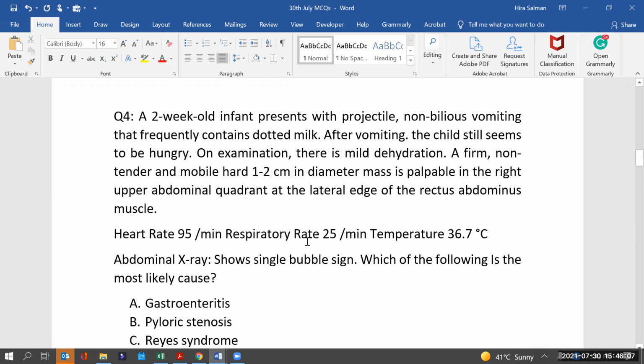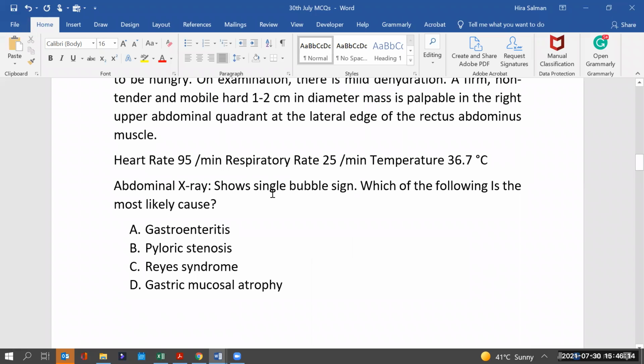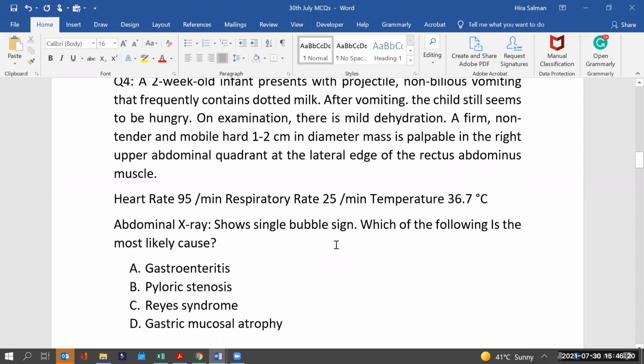Now heart rate is okay, respiratory rate and temperature are also okay. Abdominal X-ray sign, double bubble sign. Now, sorry, abdominal X-ray single bubble sign. Which one of the following is the most likely cause? Now here it's showing a single bubble sign. There are no two bubbles you can appreciate.